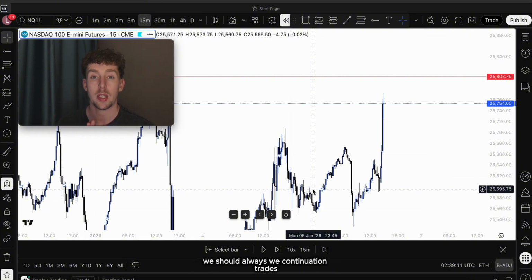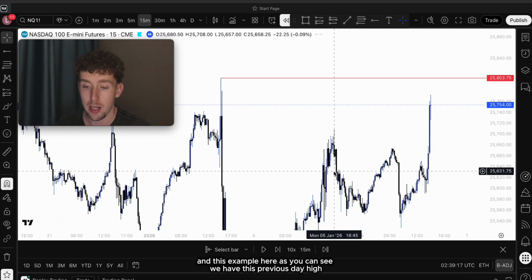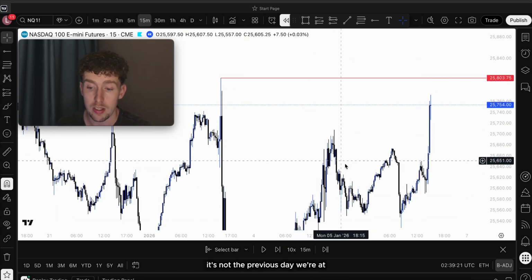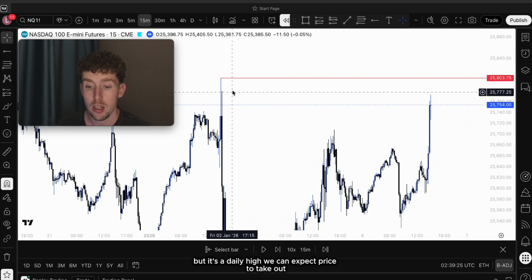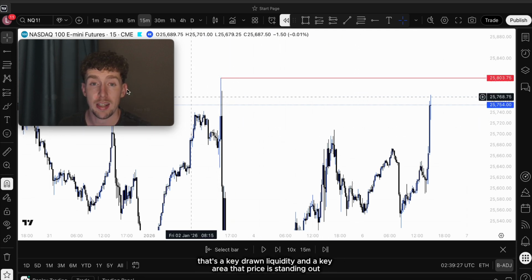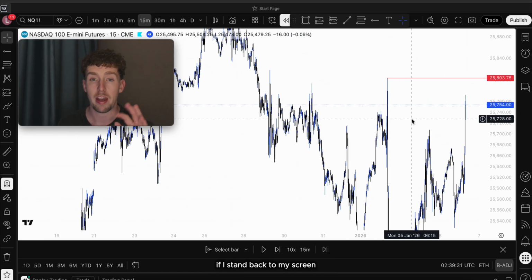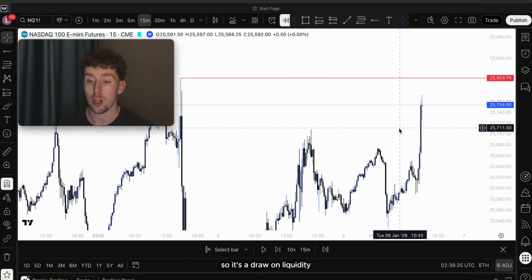We should always, with continuation trades, have a draw on liquidity on the higher time frame. In this example here, as you can see, we have this previous day high. It's not the previous day we're at, but it's a daily high we can expect price to take out. So since we have a daily high up here, that's a key draw on liquidity and a key area that price is standing out. If I stand back to my screen, as I've talked about, that wick is standing out to me, so it's a draw on liquidity.